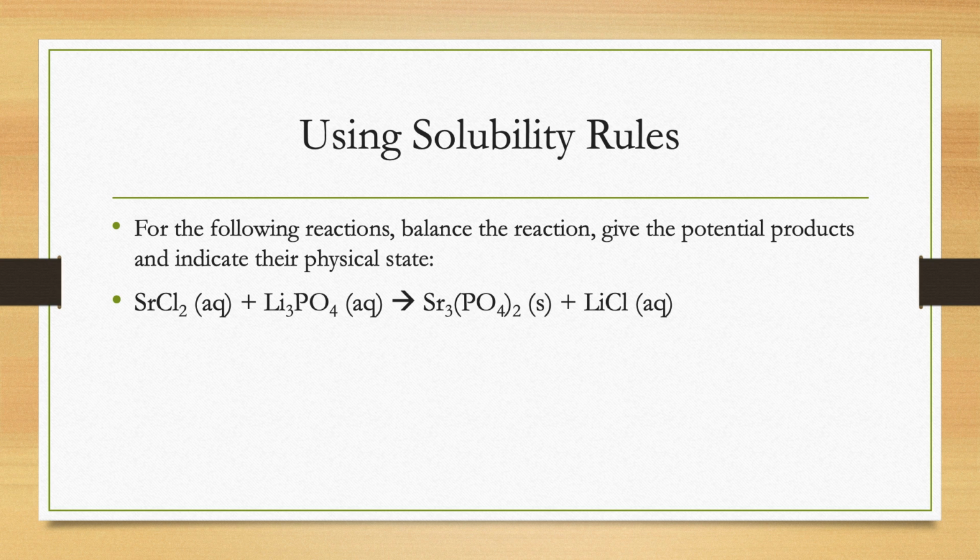Now, for balancing, we do want to go through and balance things properly. So for instance here, if we have 3 strontiums on the right and I have none over here, that means I need a coefficient of 3 over here, right?